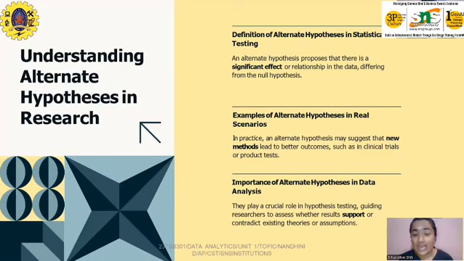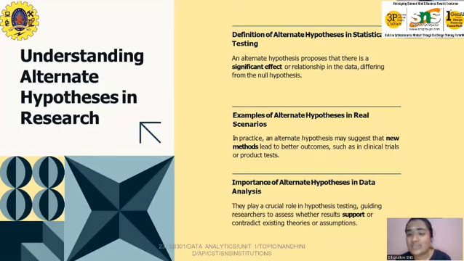While the null hypothesis usually states there is no effect or no difference, the alternative hypothesis states that something exists. These are some definitions of the alternative hypothesis, or it can be defined as there is some significant effect or a relationship in the data, which is used against the null hypothesis.